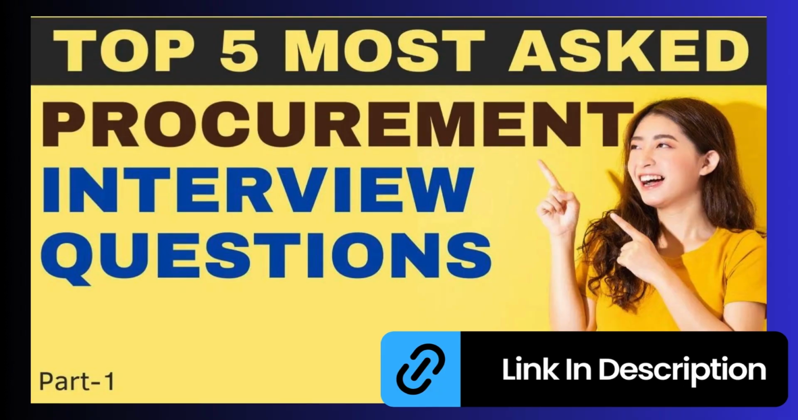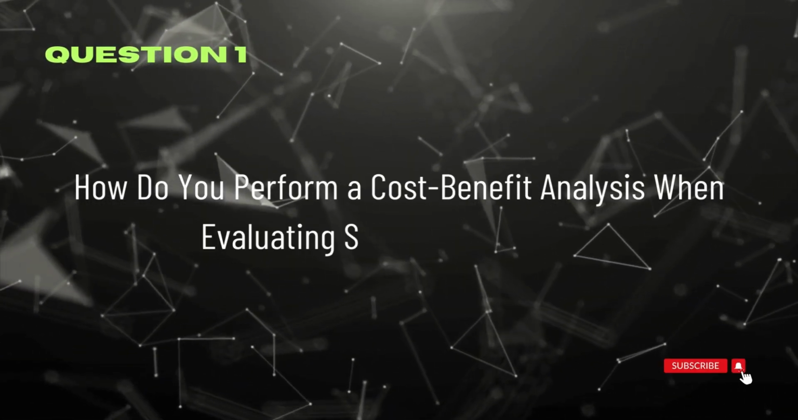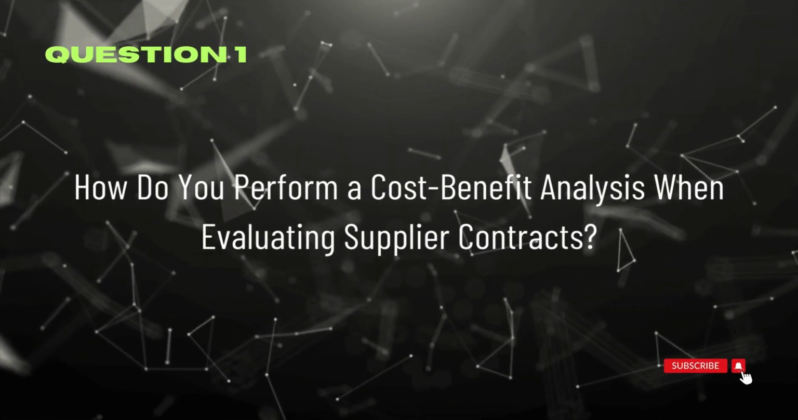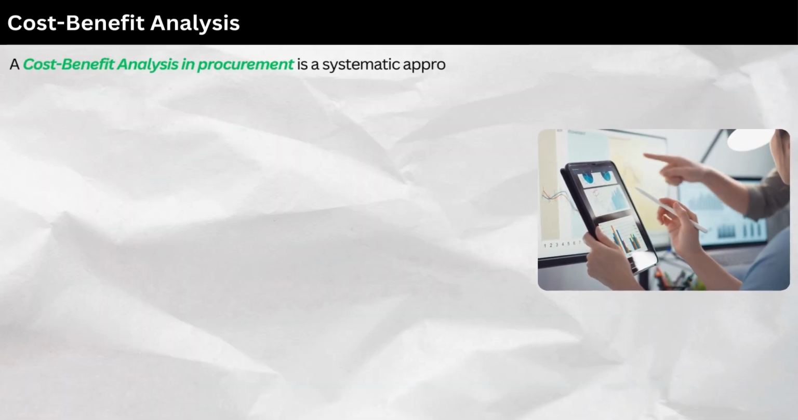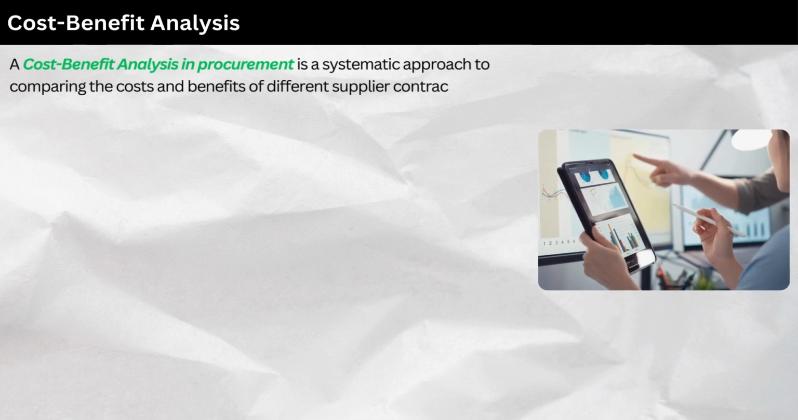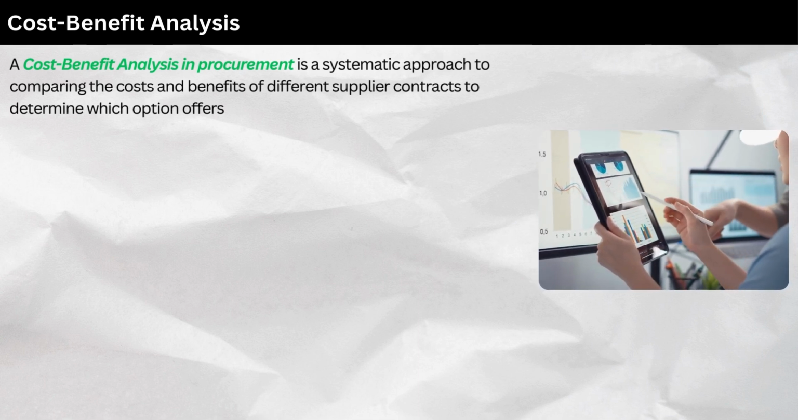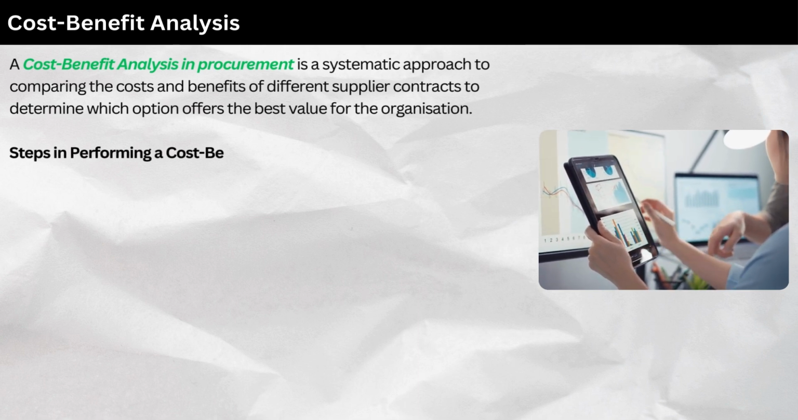Let's start. Question 1. How do you perform a cost-benefit analysis when evaluating supplier contracts? A cost-benefit analysis in procurement is a systematic approach to comparing the costs and benefits of different supplier contracts to determine which option offers the best value for the organization. Steps in performing a cost-benefit analysis.